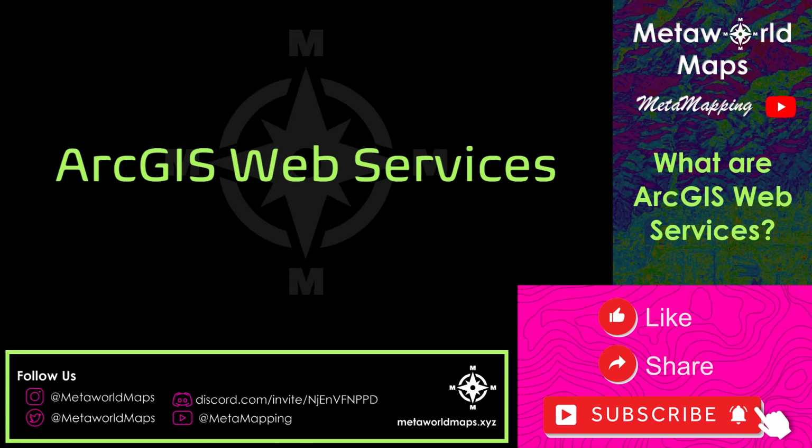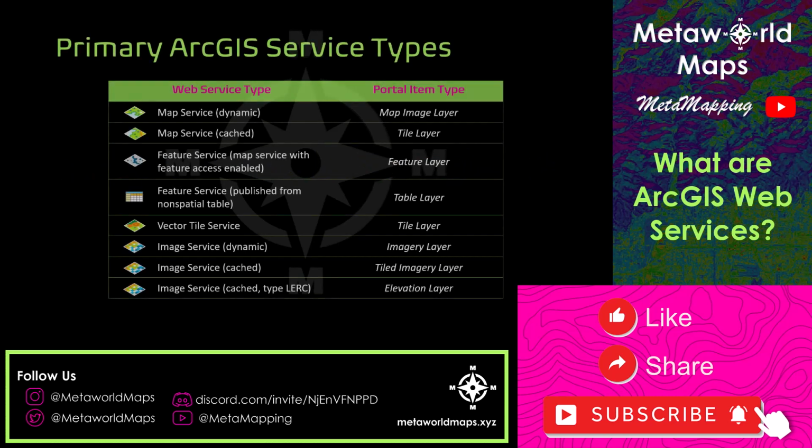Now, there's lots of different types of ArcGIS services that exist, so I thought it would be a good idea to go through and define what those services are and how you may leverage them in your day-to-day web mapping. So let's jump right into it and start with a map service. Now, there are two different types of map services. There's dynamic map services as well as cached map services.